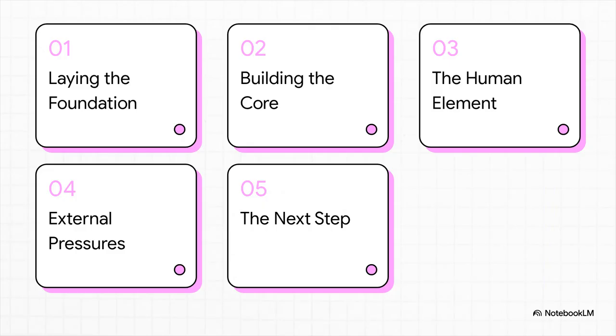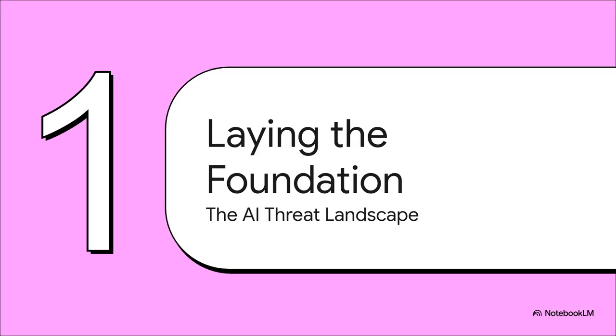So to really make sure this all sticks, we're going to recap our journey through 5 key themes. First, we'll revisit how we laid the foundation. Then we'll look at how we built the core technology itself. From there, we'll cover the human element, then the external pressures, and we'll finish up with the most important part, the next step. This is how we're going to connect all the dots. Let's dive in. You know, we started right at the beginning, and for a very good reason.